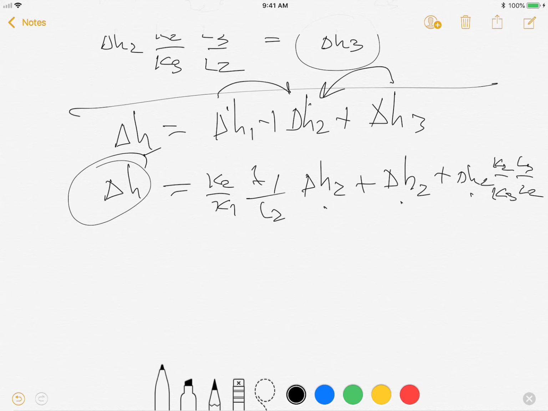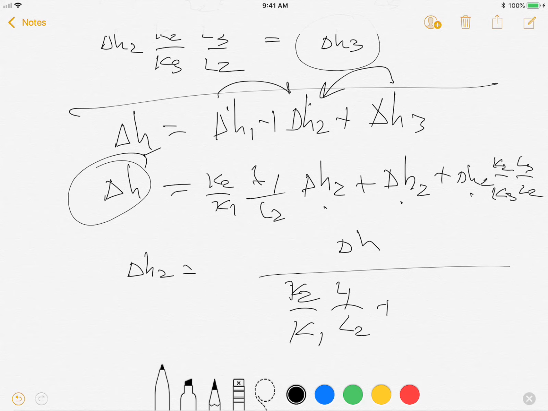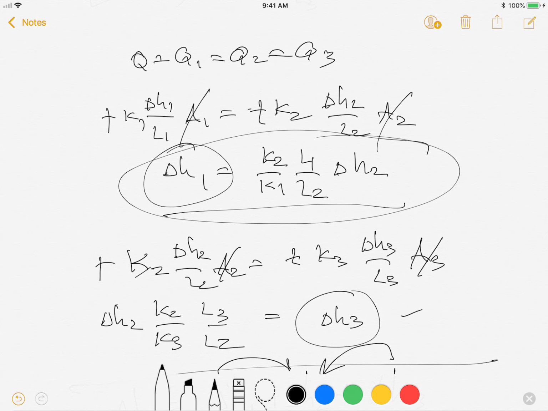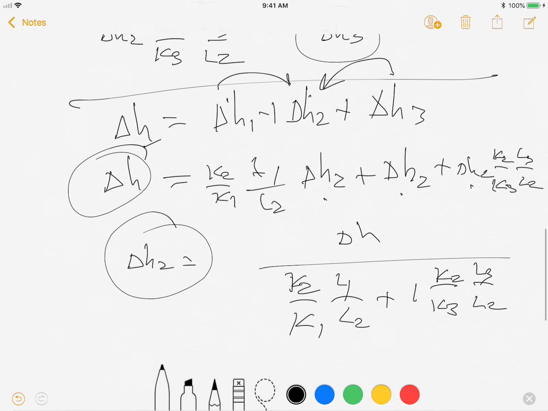So we could just say, well, okay, delta H2 is going to be equal to delta H divided by K2 over K1 multiplied by L1 over L2 plus 1, and then we've got K2 over K3 multiplied by L3 over L2. Okay, so now we can figure out what that head drop is in 2, and then once we know what that head drop is in 2, then we can very easily figure out what the head drop is in 3, and we can also figure out what the head drop is in 1. So this problem is almost solved.